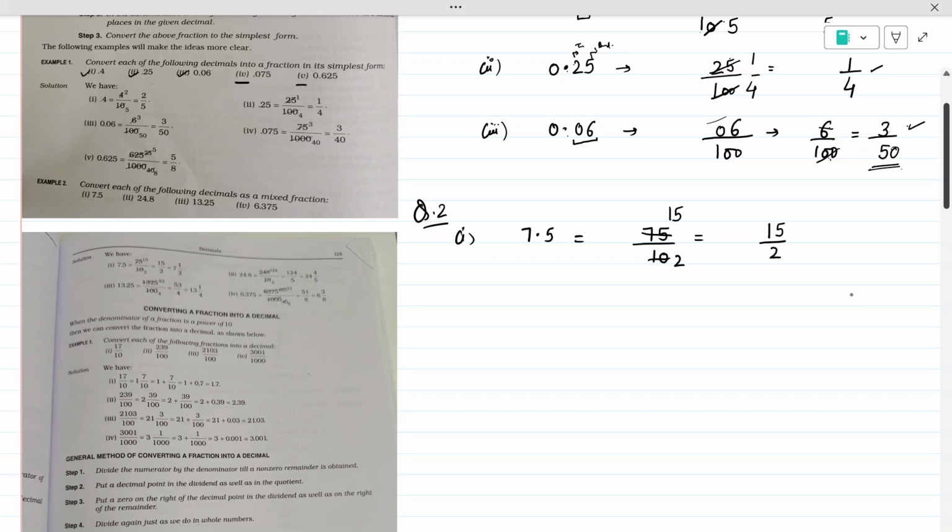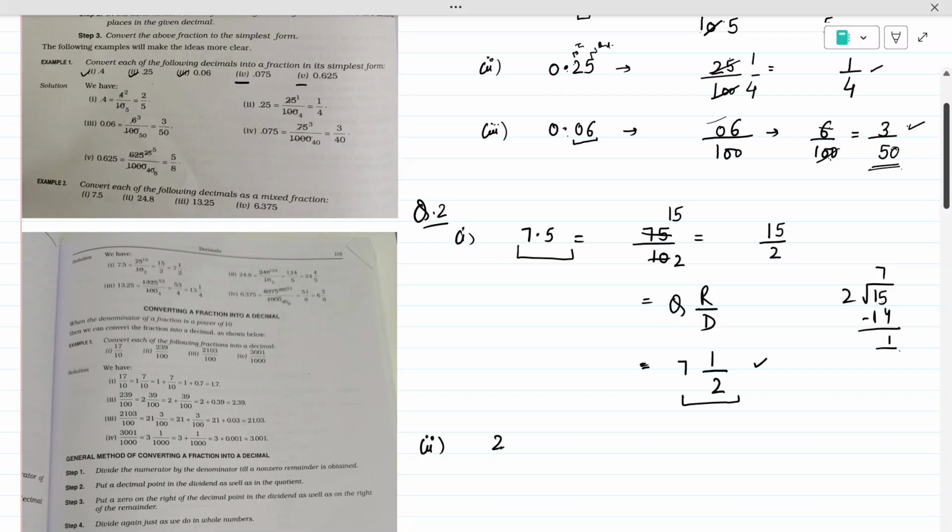Now 15 by 2, let us try to make it a mixed fraction. So just divide. 2 into 7 is 14. 15 minus 14 will give us 1 here. So in the form of the formula Q R by D, that is quotient here, which is 7, remainder 1, and the divisor 2. This is a mixed fraction. So we have represented this decimal number as a mixed fraction here, right? Now let us do the second question also, and the rest of the questions you can pick up for practice.